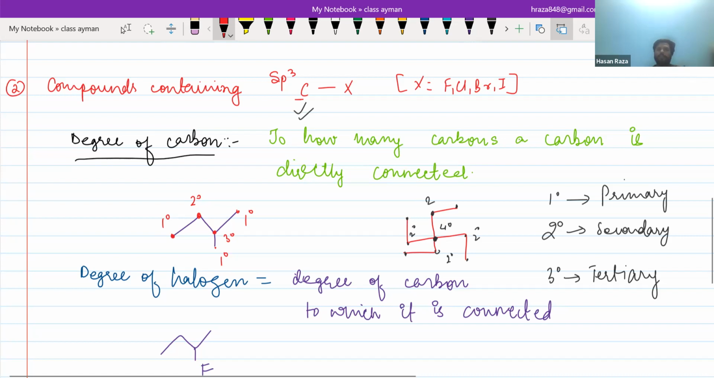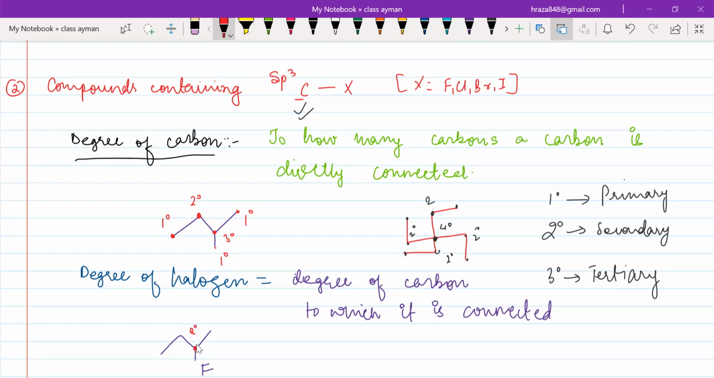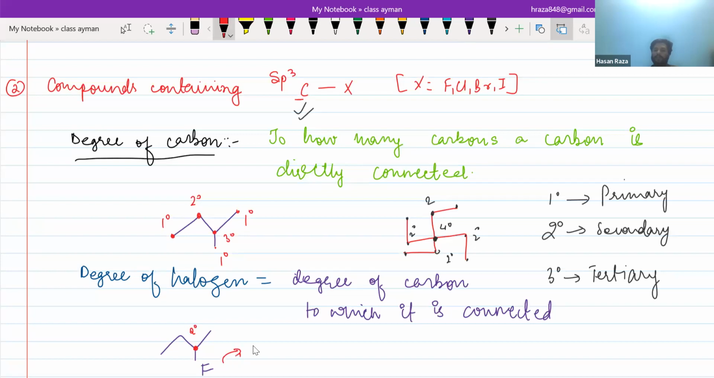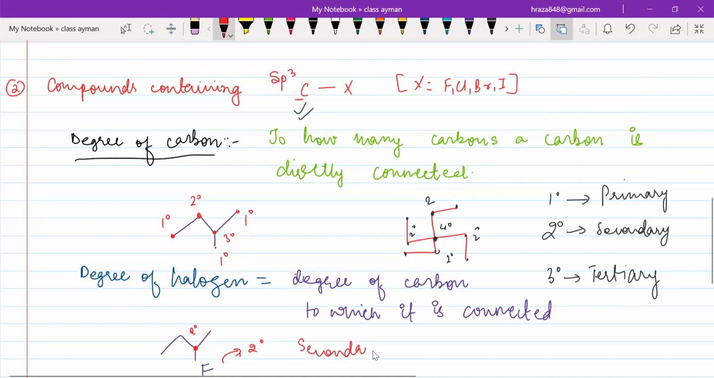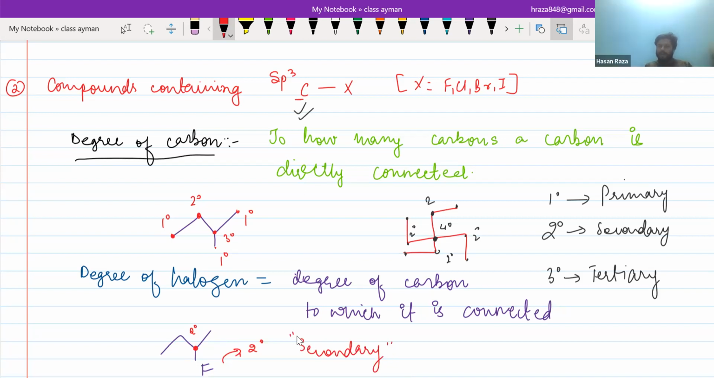If there is a question, what is the degree of this fluorine? You just need to check the degree of the carbon to which it is directly attached. So let me know the degree of this carbon. 2, sir. So if this is 2 degree, since it is directly attached to 2 carbons, the degree of halogen here will be 2 degree, or we can write secondary. That means secondary halogen. Yes or no? So it is very easy to calculate the degree of halogen or degree of carbon. Please write it down.